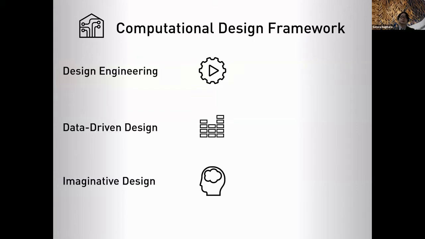in a larger scope of computational design, when we make code, there are three main areas to apply those methods. One is design engineering. So you have some design, but you need to improve it or solve a certain engineering problem. The other two are data-driven design and imaginative design, which I'm going to explain in a little more detail.